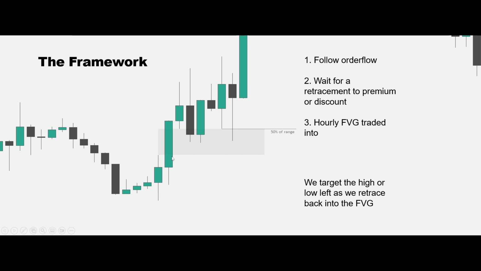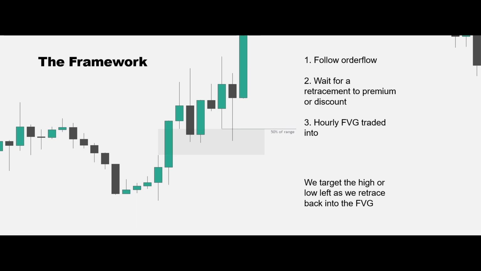Now, once we have this framework set and it is all valid and you've ticked off all of these checkpoints, following order flow, which means that we are moving up in a bullish scenario, then we retrace to a discount when we're buying, and then the hourly FVG needs to be traded into. Of course, this becomes our target where the external range liquidity lies, because we've traded into internal liquidity with this retracement, and now we target this external liquidity up here.